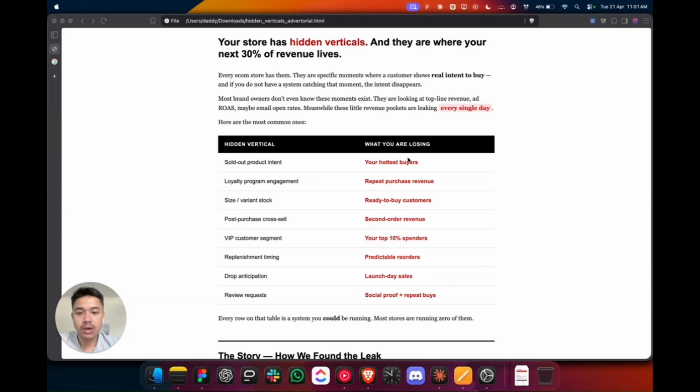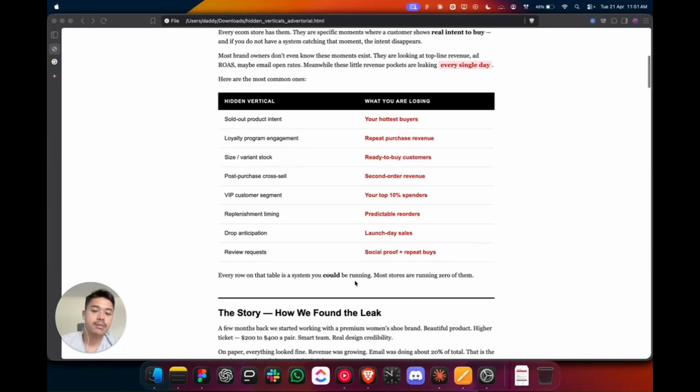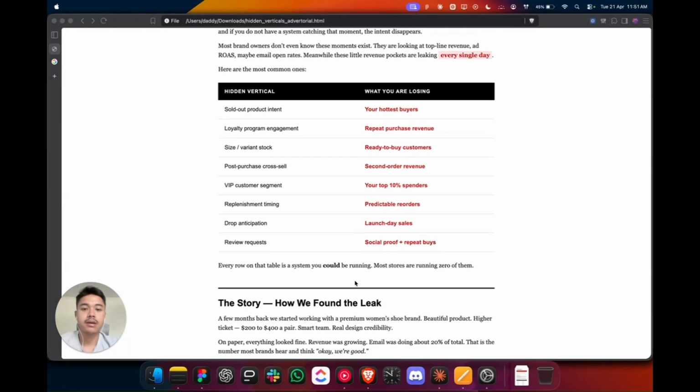Another example can be loyalty program. Like I said, this is probably the most important one, and what you're losing is the repeat purchase revenue, the size variant stock, ready-to-buy customers, post purchase cross sell, second order revenue, and this and that, right? These are all the hidden verticals that can be in your store that you're not completely leveraging right now, and this is in return what you're losing by not completely putting the systems in place, right? So every row on the table is a system you could be running, and most stores are running zero of them, right?